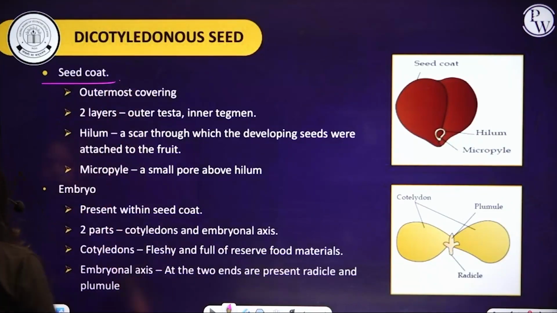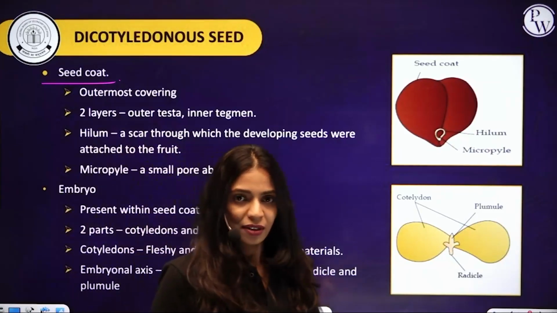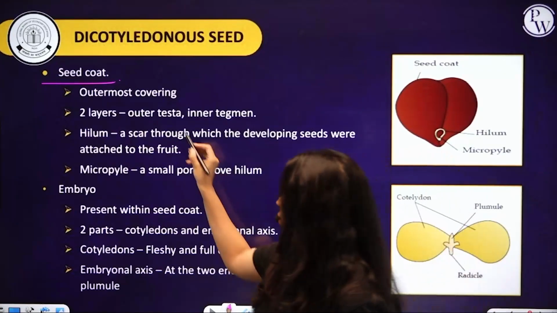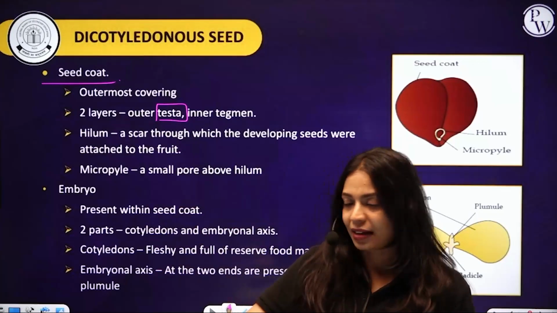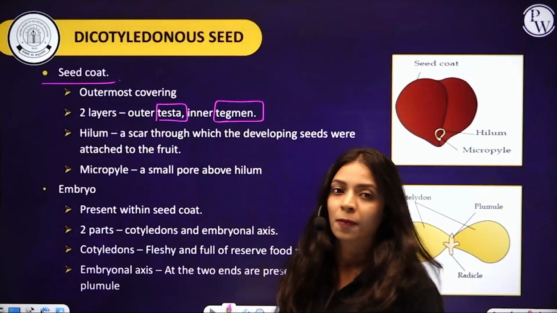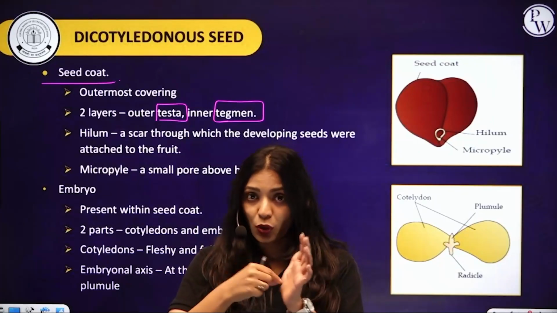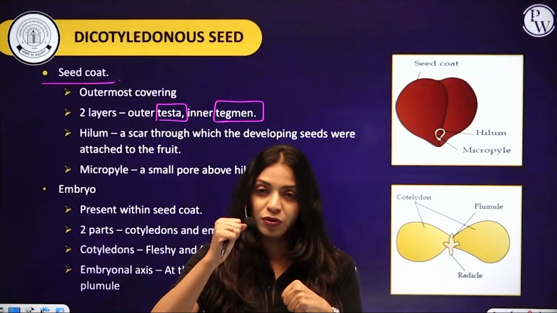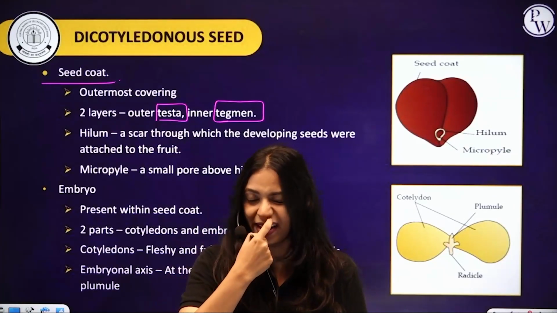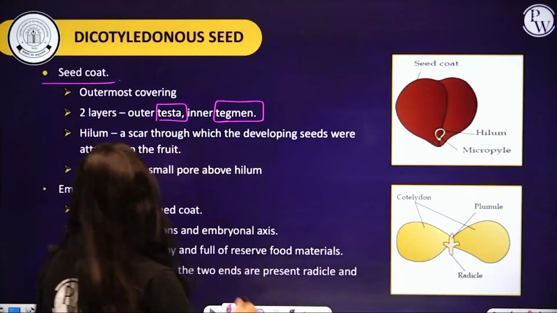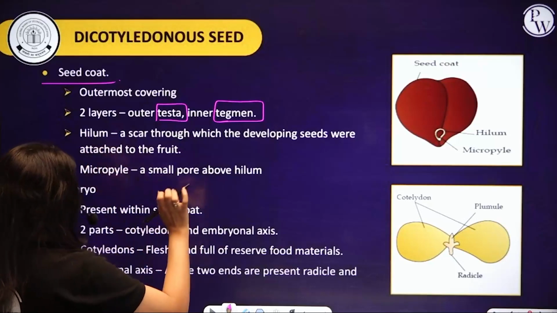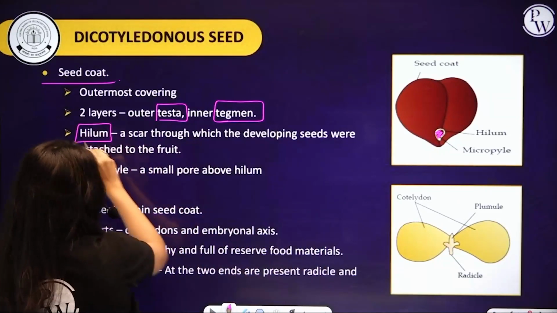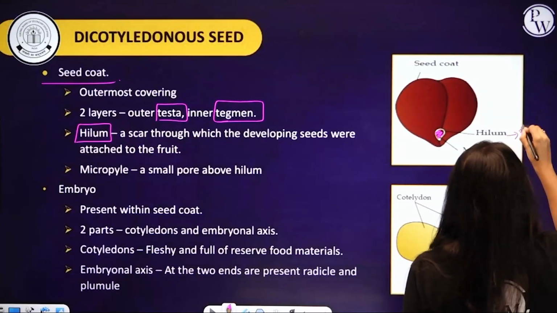Talking about the seed coat. Seed coat is the outermost covering, obviously. The seed coat will have two layers. The outer layer is called testa. The inner layer is called tegmen. I told you that the ovules will be attached to the ovary. On the ovary, there will be a cushion-like placenta, and the ovule is attached to the ovary on the placenta. Now, there will be a scar on the seed which indicates the point of attachment.